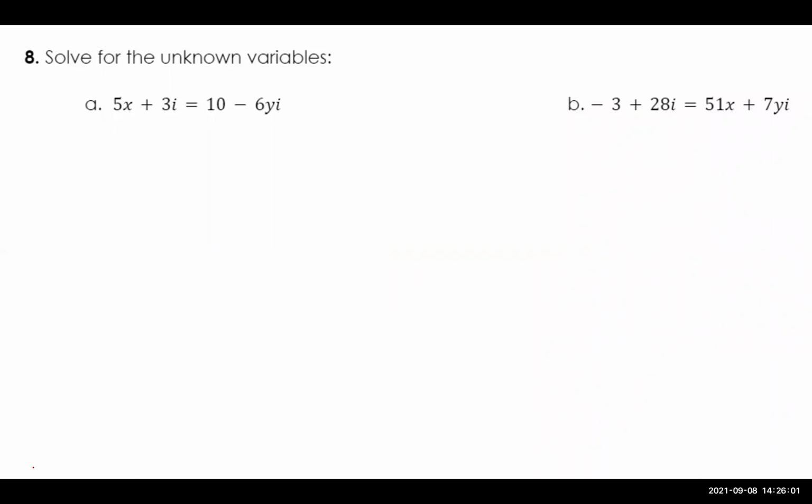Number 8, we're solving for your unknown variables. When you have a complex number equal to another complex number, you know that their real parts are going to be equal to each other. So the real will equal the real, and the imaginary will be equal to the imaginary. So the a will equal the a, and the bi will be equal to bi. So you can just rewrite your equation as a equals a and bi equals bi.